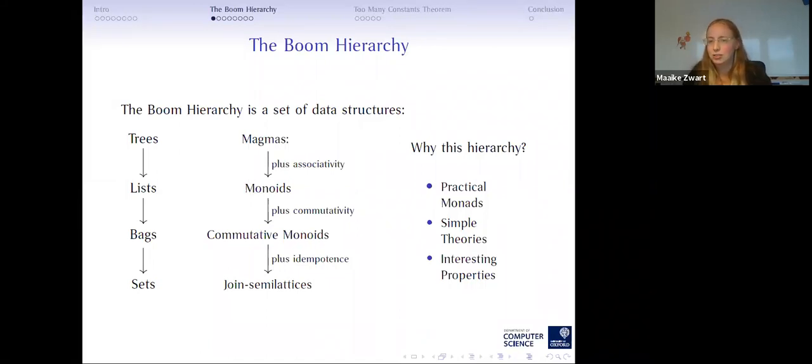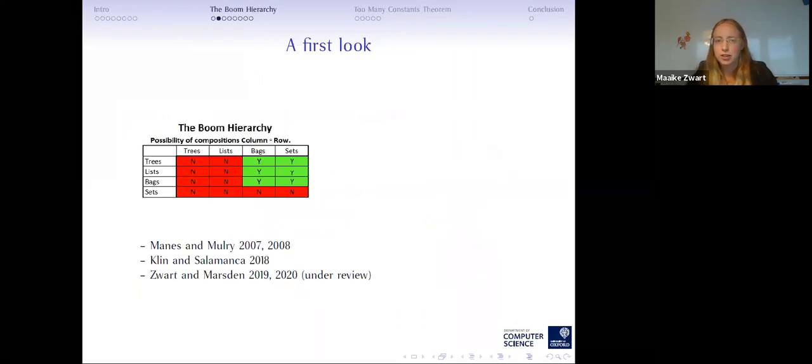Different combinations of these properties can do very funky stuff to your structure. So even though they're simple properties, there's a lot going on when you combine them. And that's why I decided to look at this hierarchy. So let's have a look at some results then.